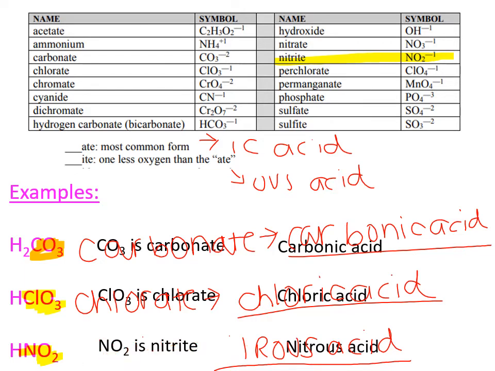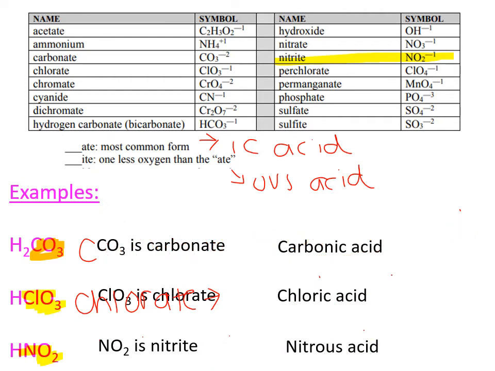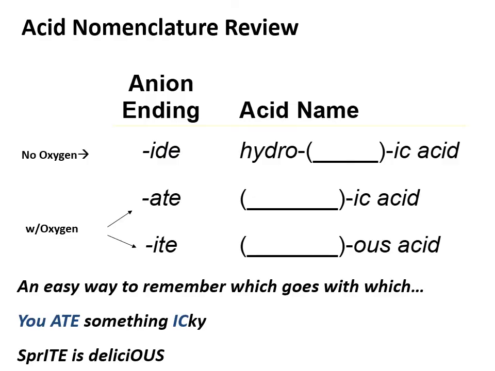And then I just have all of that typed nicer for you. So, to review, if there's not an oxygen, it becomes hydro whatever ic acid. If it has oxygen, figure out if the polyatomic ion is an ate, it becomes ic acid. If the polyatomic is an ite, it becomes ous acid. Some ways to remember them. Remember the saying, you ate something icky. The ates become ics. Sprite is delicious. The ites become ous acid.